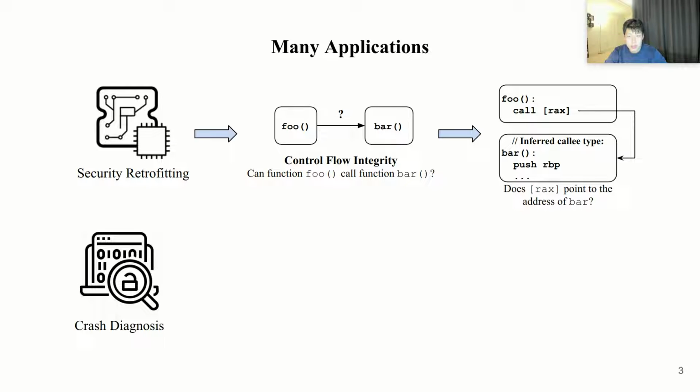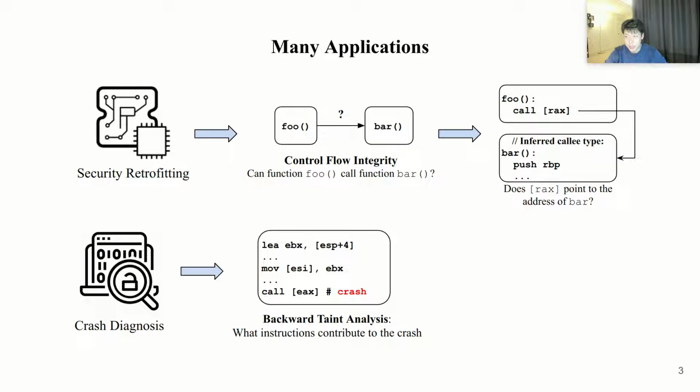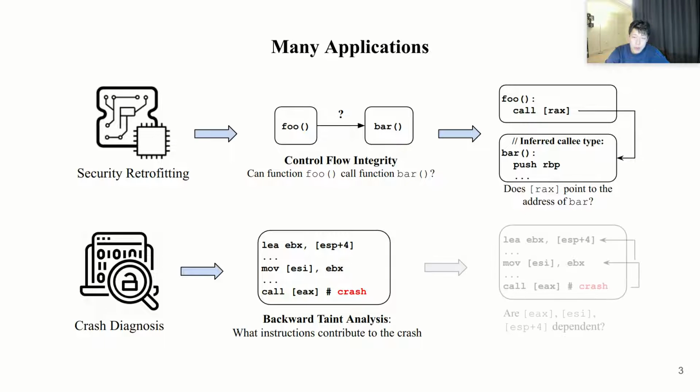As another example, we might want to diagnose a crash based on the core dump. Based on the crash site, we often need to perform backward taint analysis to trace back and identify the instructions that contribute to the crash. In such a case, we often have to determine whether two instructions are dependent when they access the memory. Otherwise, a conservative strategy is to treat all memory access instructions as dependent, which will lead to overtaint problems.